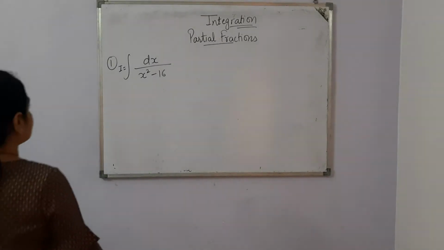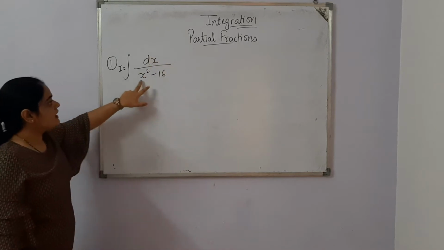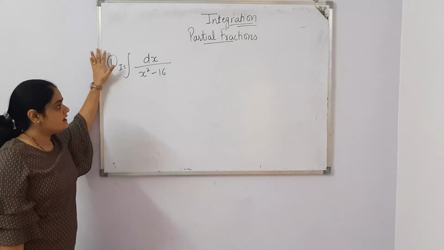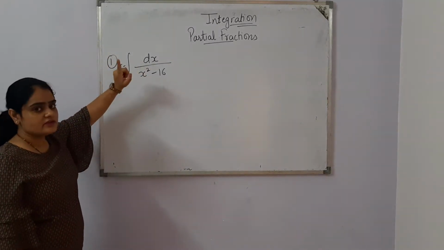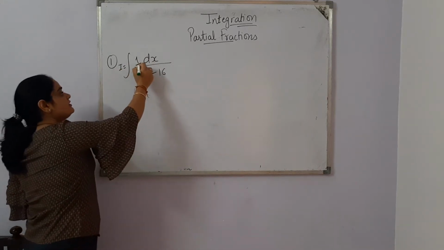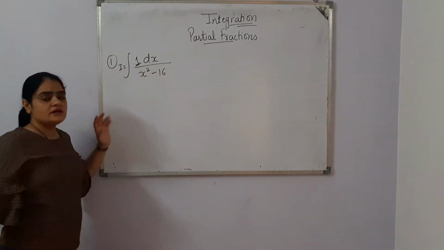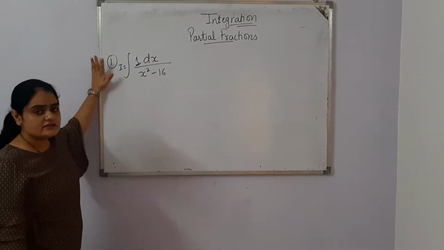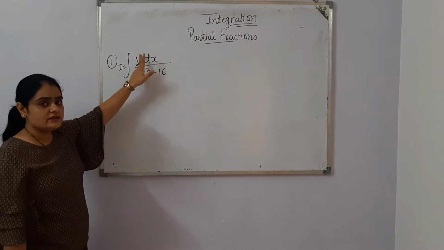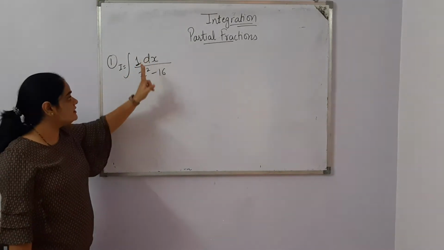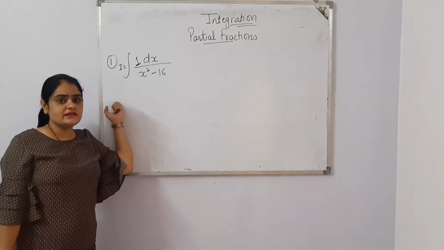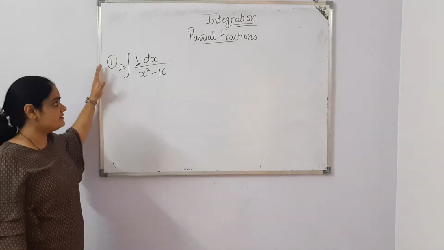Now we have the integral of dx upon x square minus 16. Of course it is a rational function, because in the numerator there is nothing, that means it is 1. So in the numerator a constant function 1 is there, and in the denominator a variable function x square minus 16 is there. The constant's degree is 0 and the denominator's degree is 2. Of course it is lesser, so we can directly do the partial fractions here.